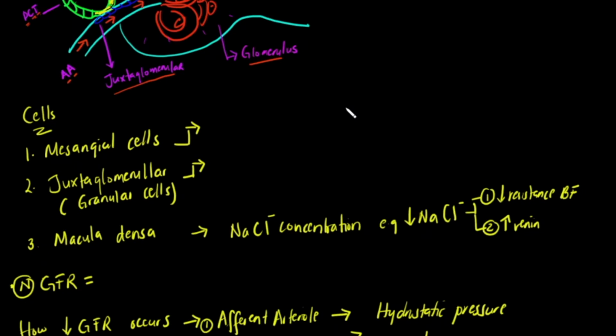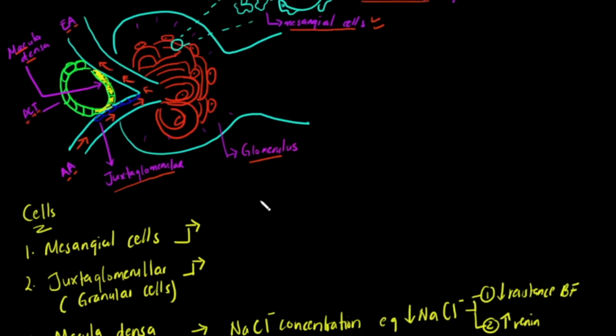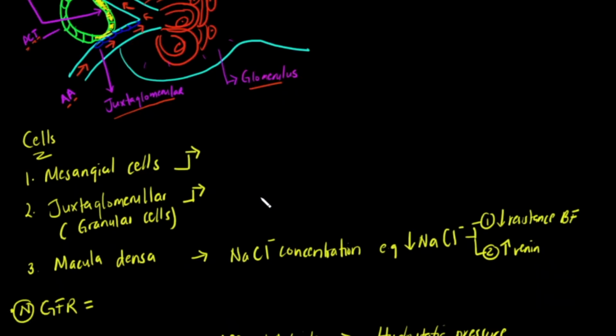Okay, now we have a brief overview. Now, what are these cells that we are seeing? Number one, we are definitely seeing the mesangial cells. Now what are mesangial cells? Although the true function of them is not really known, we do know that they form part of the structure and support.